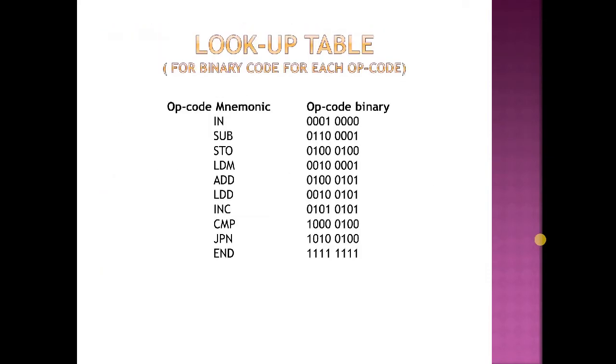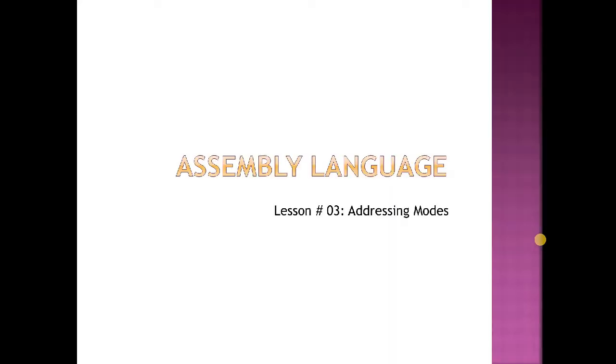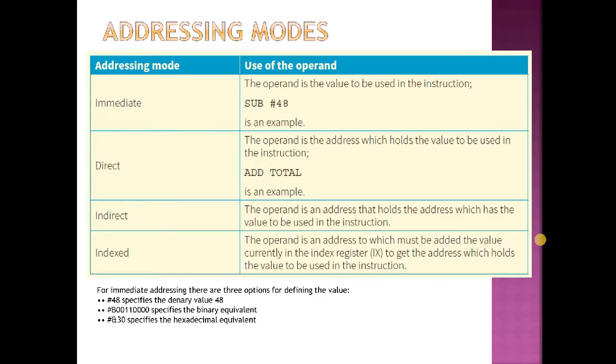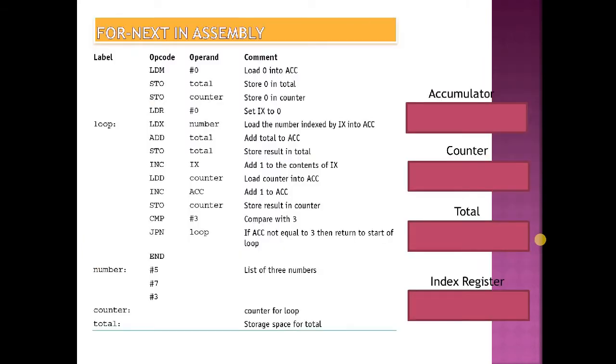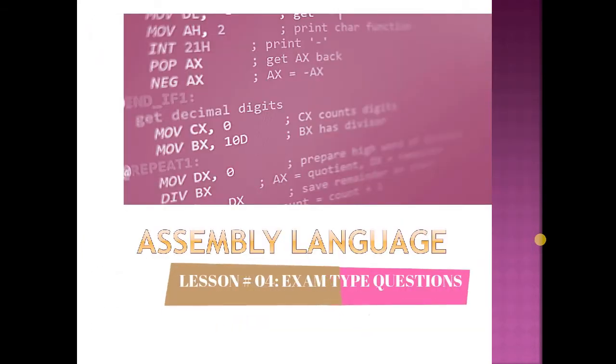Then in lesson number 3, we saw that there are many addressing modes, how memory addresses of a computer can be addressed in assembly language. There are 4 important modes: immediate, direct, indirect, and indexed. Now in today's class we are going to see what type of questions you can have in your ACE level computer paper number 2, and we are going to solve them.